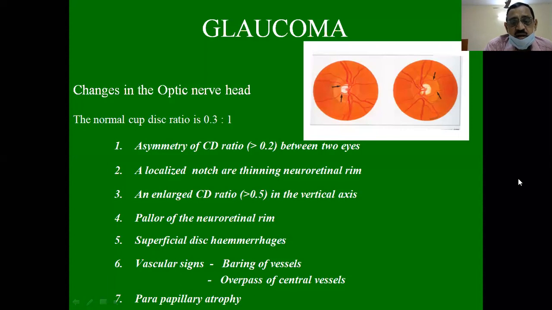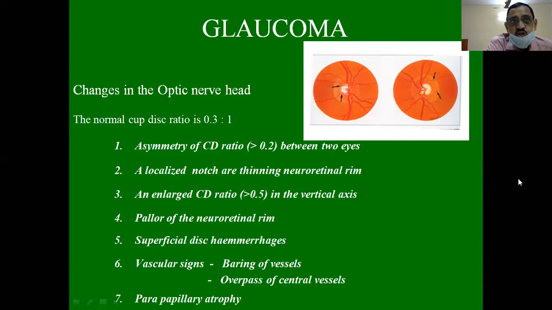Normally it is pink in color. The thickness of the neuroretinal rim is greatest in the inferior region. That is the ISNT rule, that's what we call it: inferior, then superior, then nasal, and then temporal. The temporal margin is very, very thin when compared to the other regions. So a localized notch or thinning of the neuroretinal rim is suggestive of glaucoma.